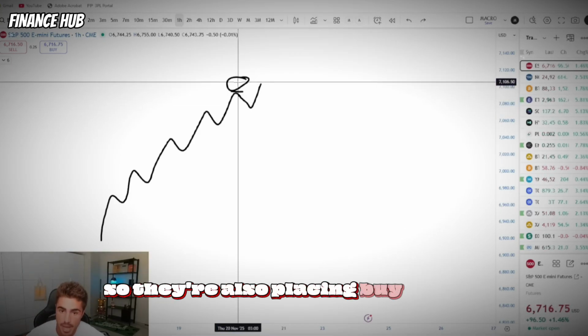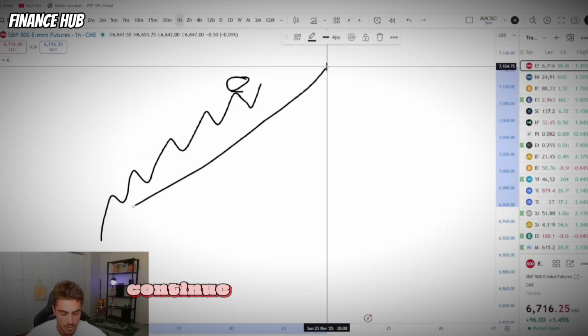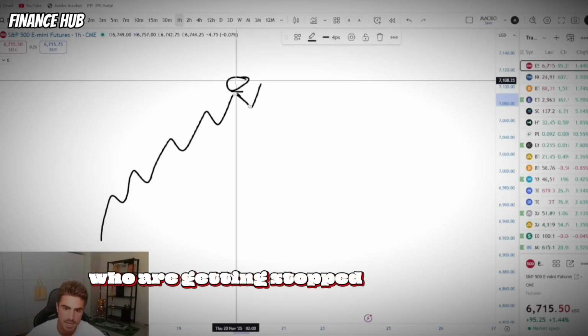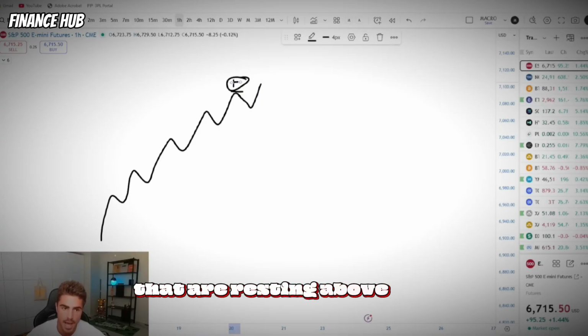So they're also placing buy orders. So there's two forms of buy orders that are happening here: people that think the uptrend is going to continue higher, and then also people who thought that this was going to start a downtrend who are getting stopped out of their position. All in all, there's a ton of buy orders that are resting above highs in the market.